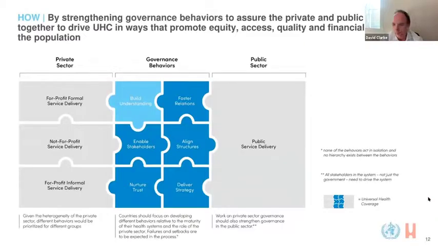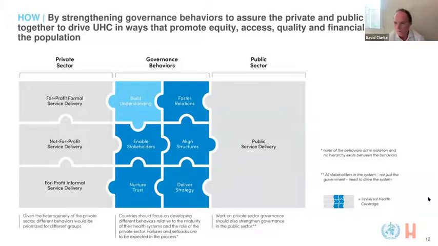I just want to very briefly speak a little bit about the strategy as an overview before passing over to my colleagues who will speak about the country level application and practical application of the strategy. So the strategy is based around six governance behaviors. We developed these governance behaviors by looking at what countries who have successfully worked to engage the private sector have done. And we've distilled these key behaviors that these countries have all exhibited into these six governance behaviors, which we think are important for linking the work of the public and private sector.